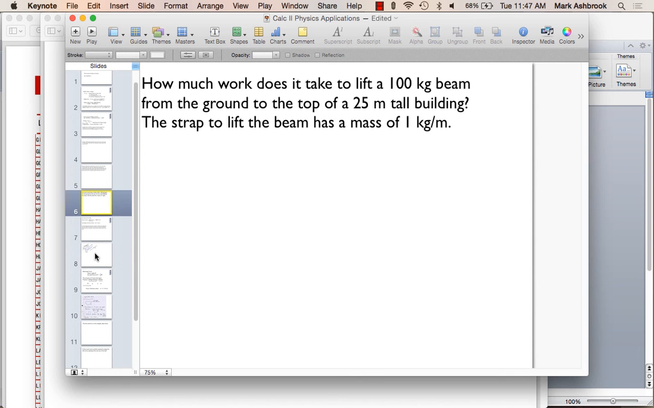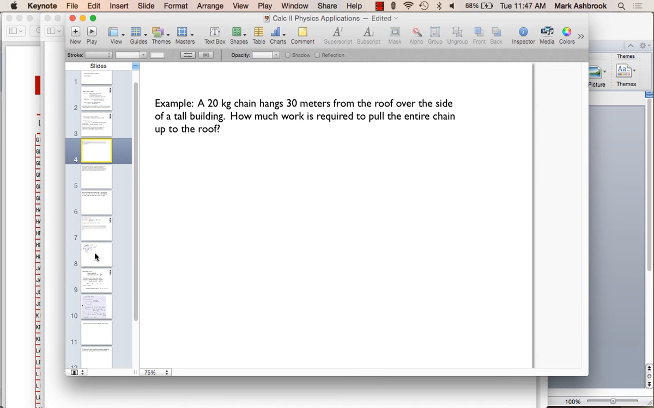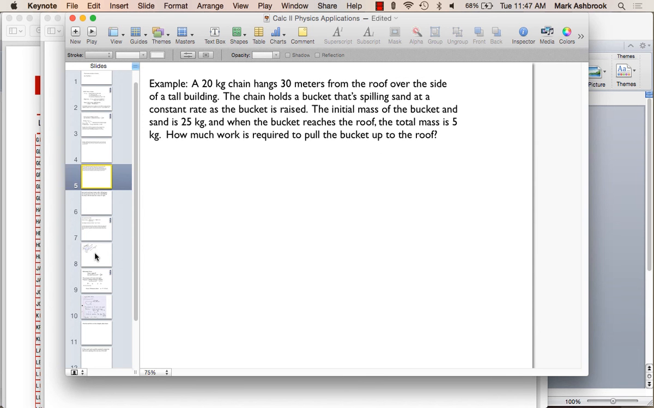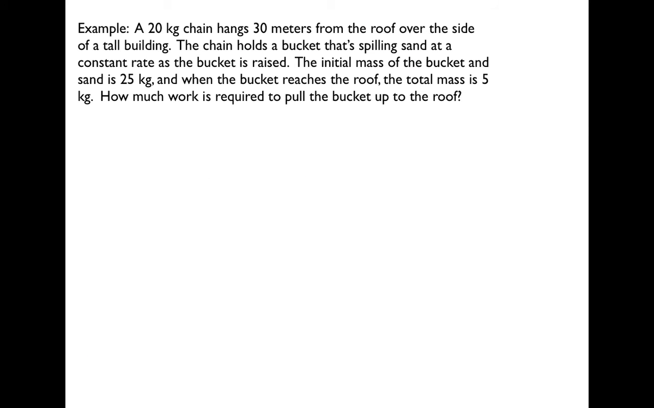Okay, so now today's where it gets fun. Hard and fun. Okay. Here we go. A 20 kilogram chain hangs 30 meters from the roof over the side of a tall building, similar to what we had. The chain holds a bucket that's spilling sand at a constant rate as the bucket is raised. The initial mass of the bucket and sand is 25 kilograms. When the bucket reaches the roof, the total mass is 5 kilograms. How much work is required to pull the bucket up to the roof?